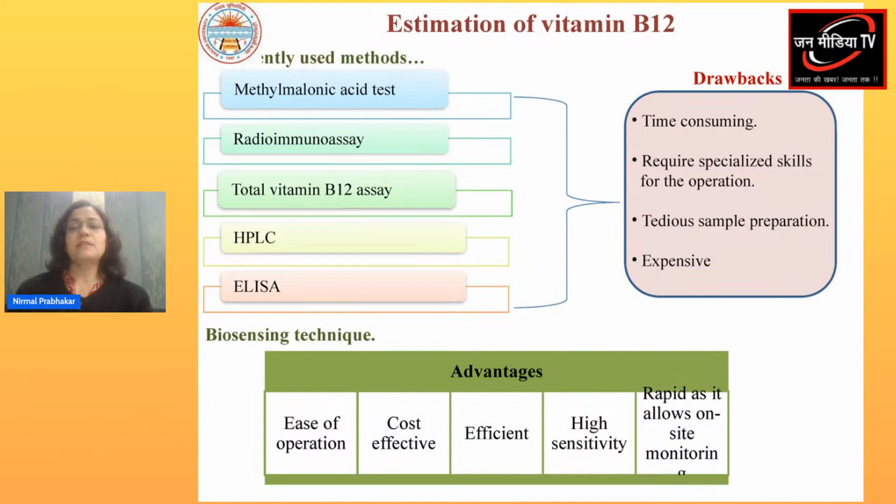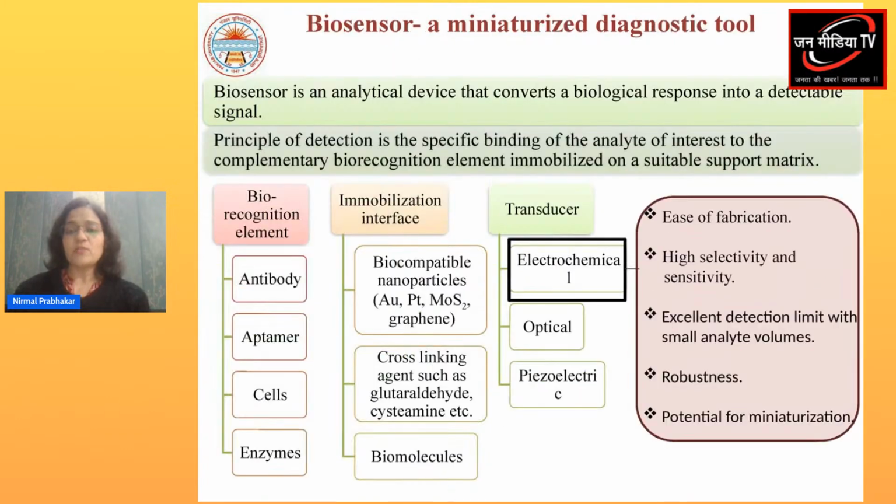So next, the estimation of vitamin B12 level. These are the tests which I have already mentioned: methylmalonic acid test, radioimmunoassay, total vitamin B12, HPLC, ELISA. So these tests are sensitive, but they are coupled with some drawbacks like time consuming, required specialized skills for operation, tedious sample preparation, expensive. So all these drawbacks can be sorted with the application of biosensing technology, as these are known for ease of operation, and are cost effective, efficient, highly sensitive, and rapid also.